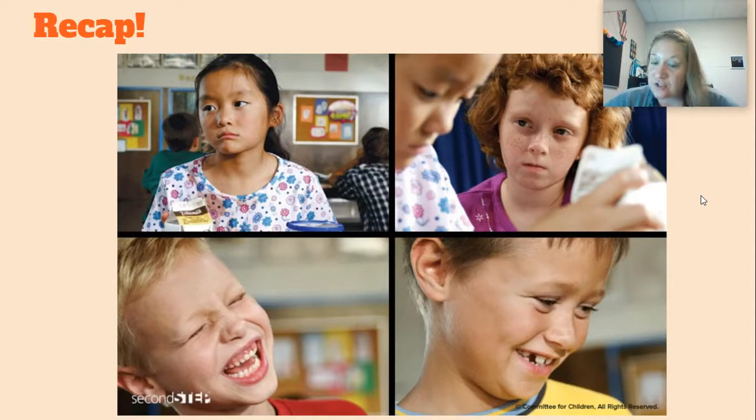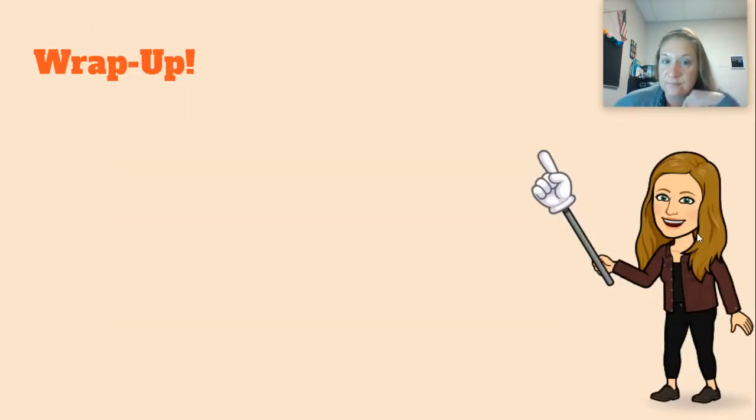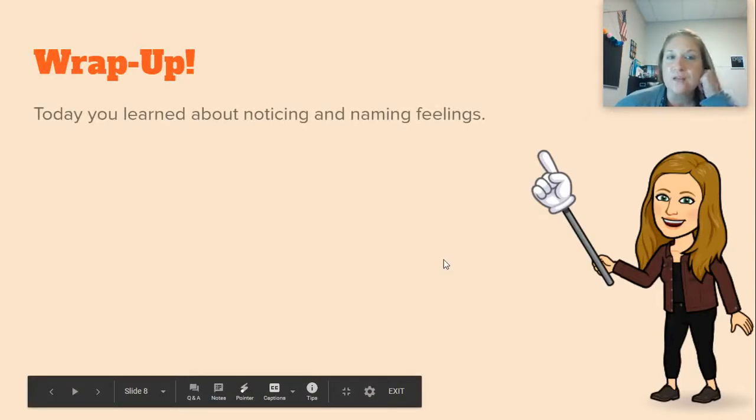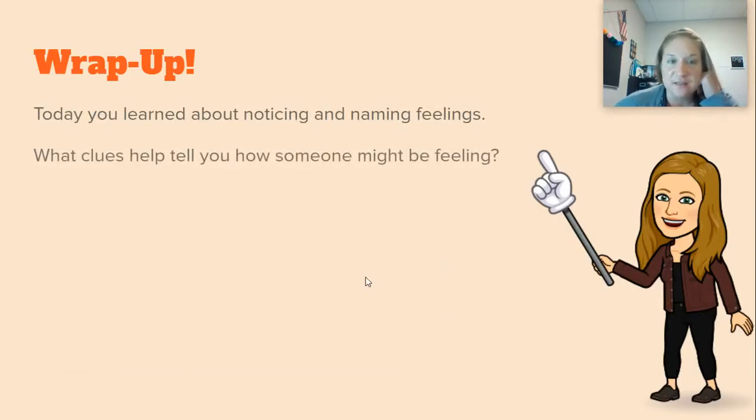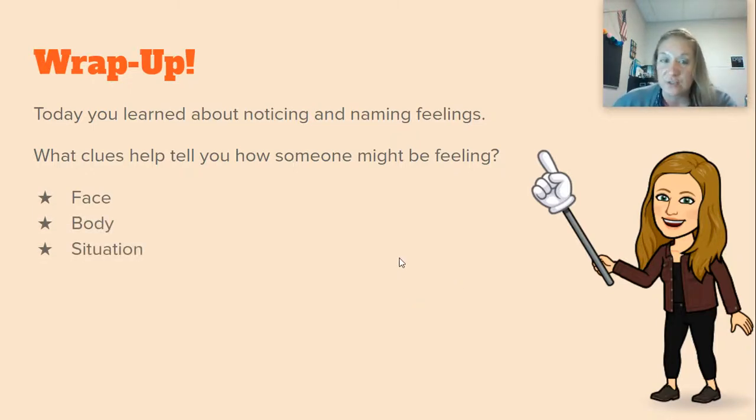Next lesson, we're actually going to find out what Kyle chooses to do and how the students' feelings about the milk explosion change. All right, so that's next week's lesson. So to wrap up, we learned about noticing and naming feelings, and what clues help tell you how someone might be feeling? So you can look at their face, you can look at their body language, and you can look at the situation. And also the tone of voice, so how they say what they're saying, the way they're saying it.